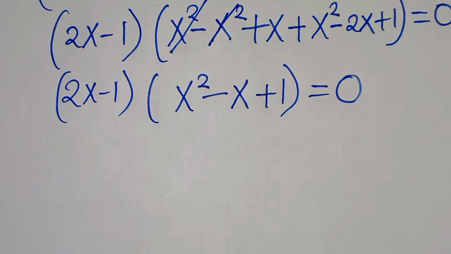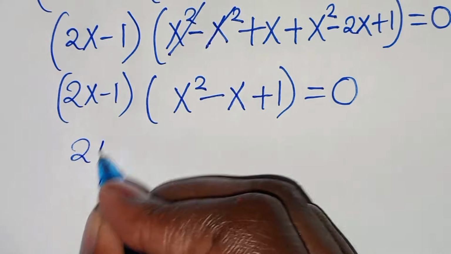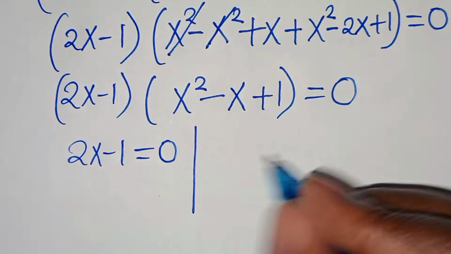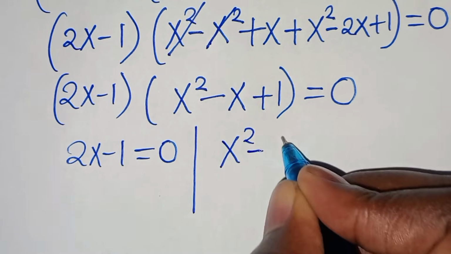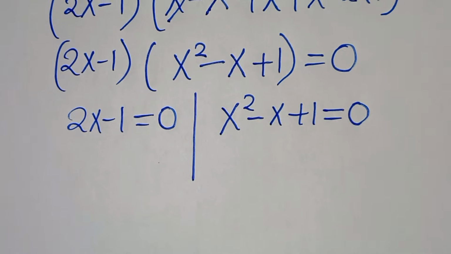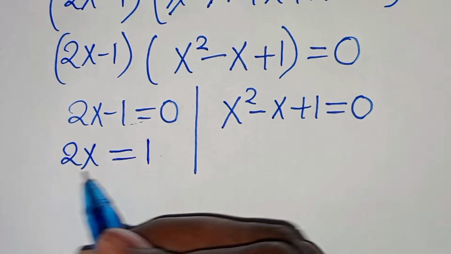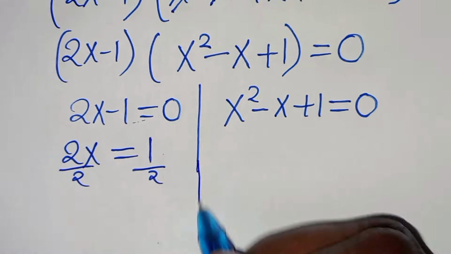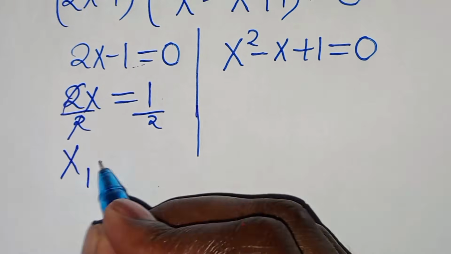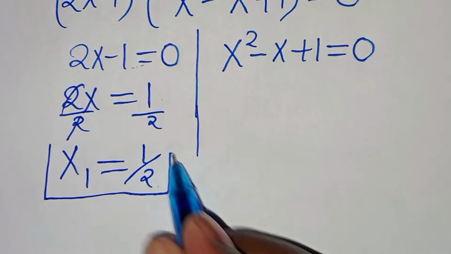So we have got two parts here. Here we have 2x minus 1 equal to 0. And in the next part we have x to the power of 2 minus x plus 1 equal to 0. From the first part we have 2x equal to 1. Let's divide both sides by 2. And what this means is that x1 is equal to a half.